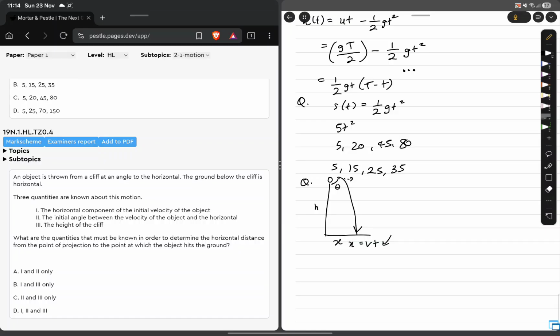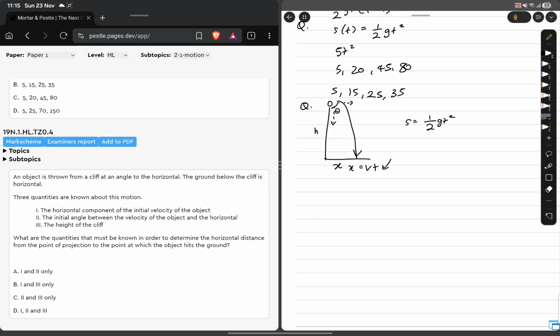So, how much do we need? Well, we'll need all of the components because to find time, we have to use the free fall equation, so we'll need it, and to find the vertical component, we'll need the angle as well. So the answer is D, 1, 2, and 3.